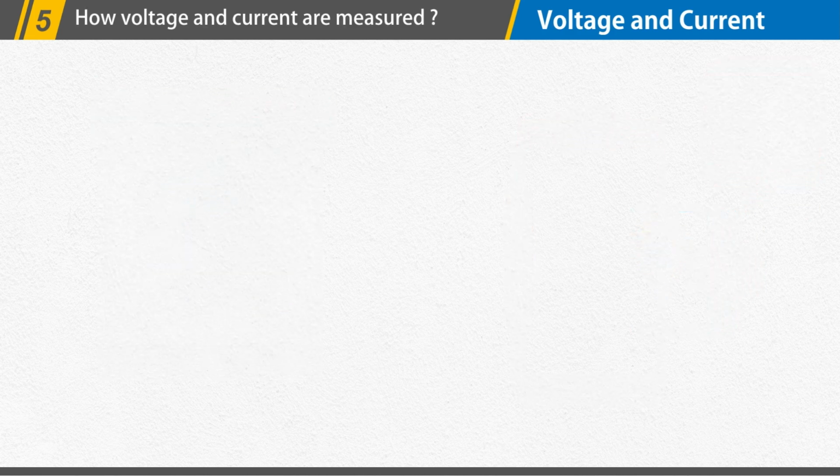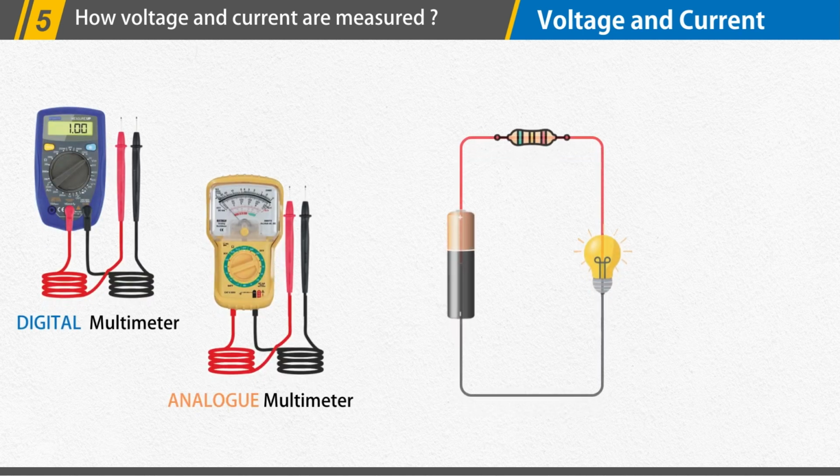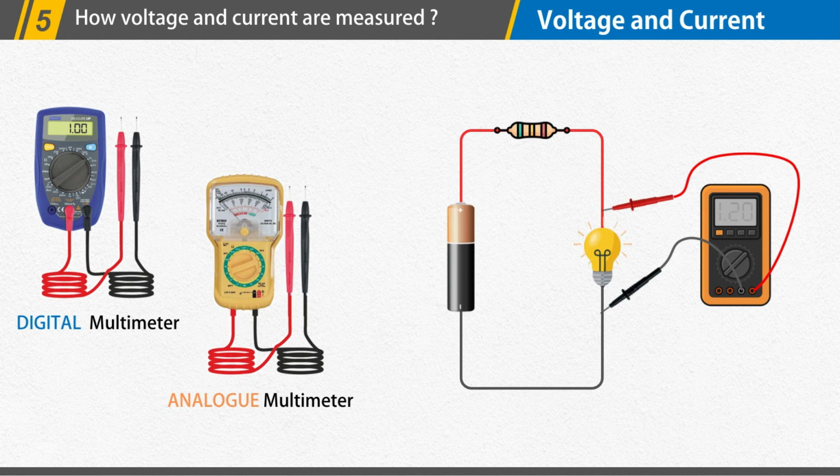In present days, one of the most common methods to measure the voltage is by using a multimeter. Connect the multimeter probes to the circuit points where you want to measure the voltage. The red probe should be connected to the positive point, and the black probe should be connected to the negative point.